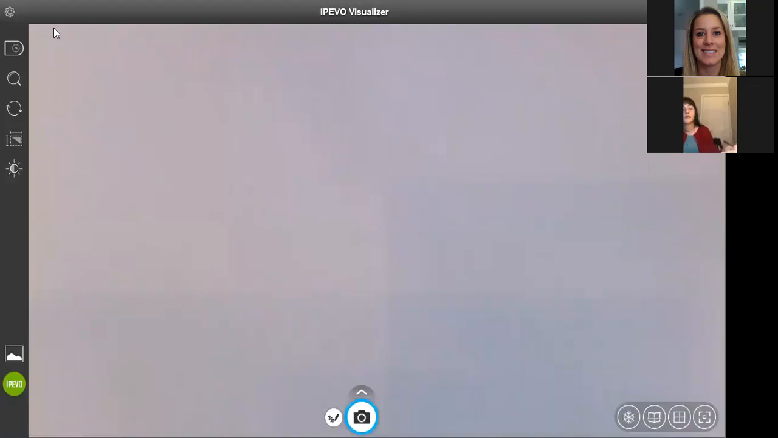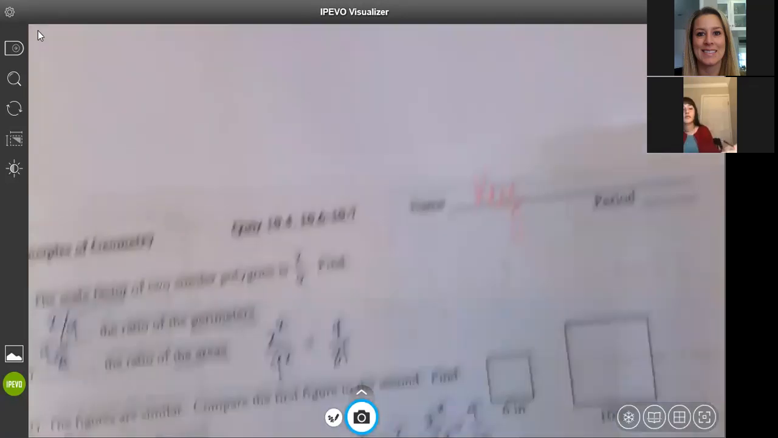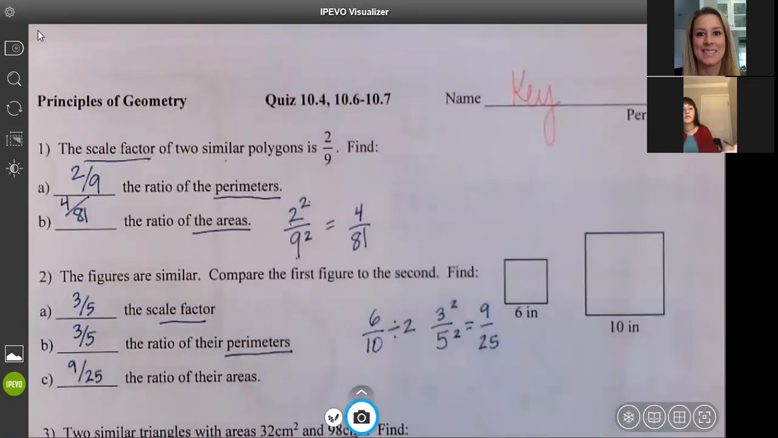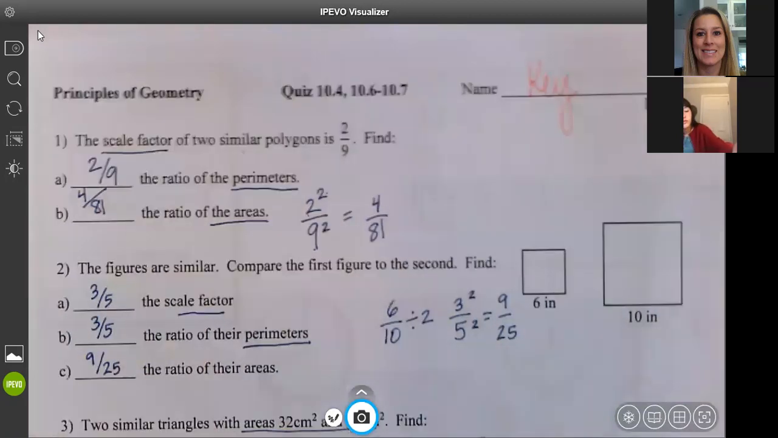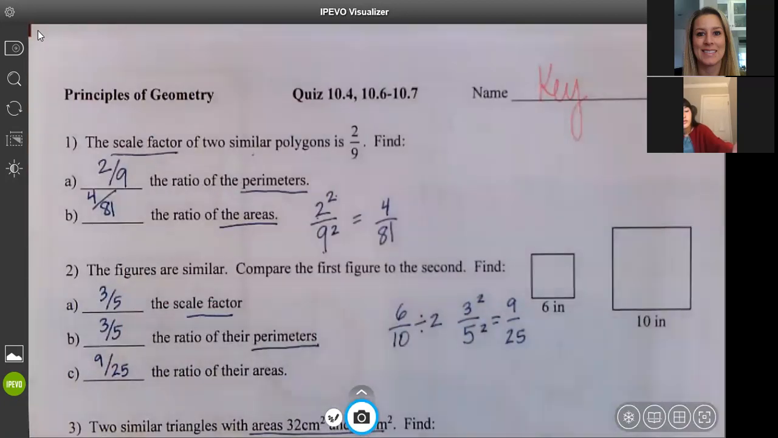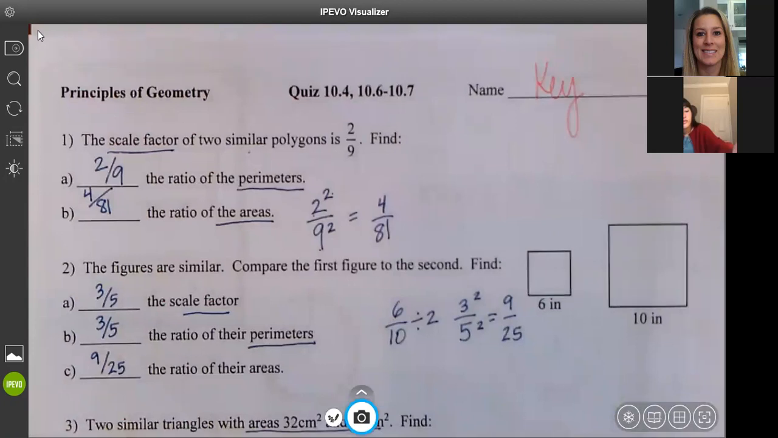Those of you that are watching right now, we are going to go over the quiz for 10.4, 10.6 through 10.7. I just want to go through this and help you out, and you can take notes as you wish to go back and edit. My goal is that you go back and edit your quiz to see what mistakes you made. If you have any questions or want to chime in, feel free to do that, okay?